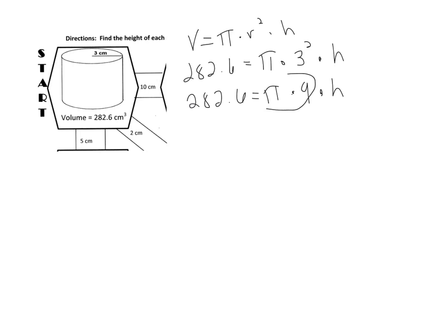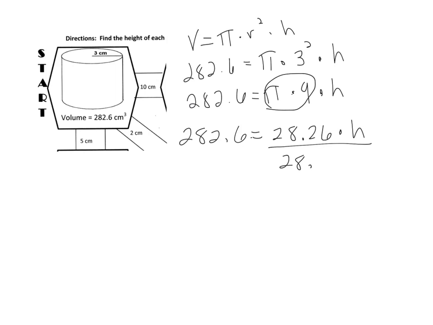Now I'm going to do this part in here. 9 times 3.14 is going to give me 28.26. So 282.6 is equal to 28.26 times height. Now I'm going to divide both sides by 28.26. This cancels, leaving me with h is equal to 282.6 divided by 28.26 is 10. So 10 centimeters is equal to height.